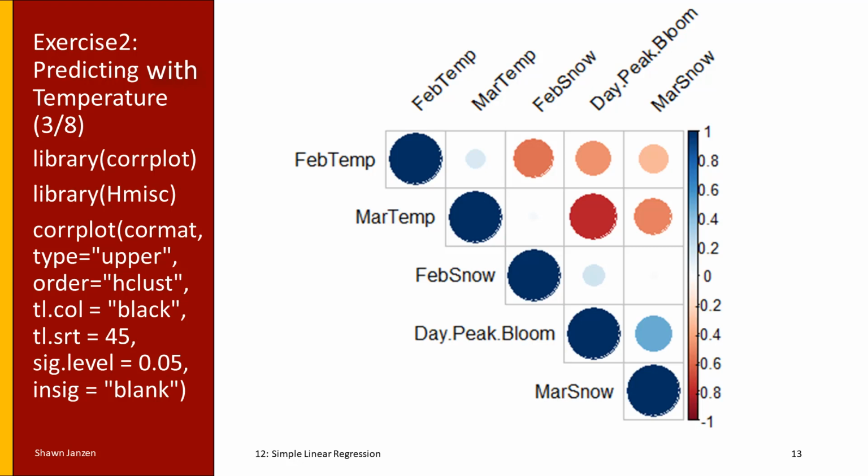And we can see that there's some negative correlation values between the day of peak bloom and the temperature for both February and March. Very small differences with amount of snow. Again, the smaller, and these are going towards almost no visualization there, the less significant they are as well.